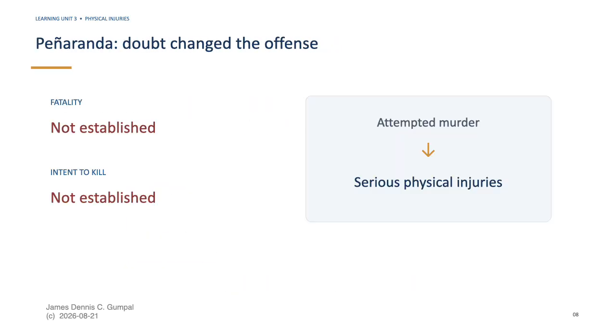Peñaranda teaches why medical precision changes legal classification. First, fatality not established. The prosecution did not prove that the wounds would have caused death without medical intervention. Second, intent to kill not established. The court evaluated the weapons, wounds, conduct, and circumstances, including that the aggressor stopped and left while nothing prevented them from continuing. The result shown on the right was a change from attempted murder to serious physical injuries.